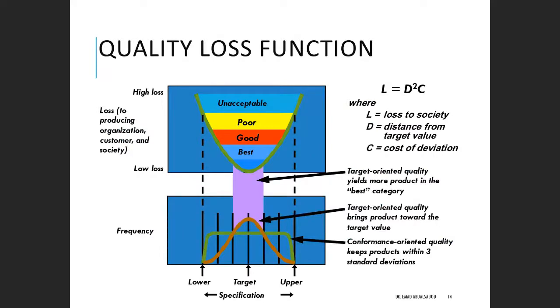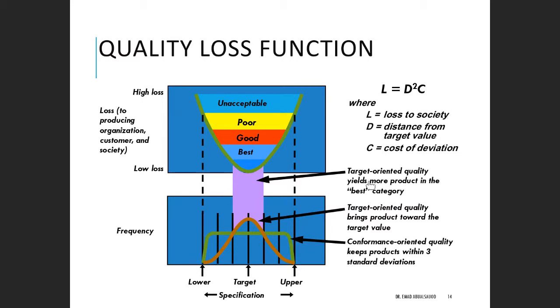And the quality loss function, which was identified in Taguchi's concept, states that as you get farther from the customer requirements, your loss increases. The formula here is that the loss equals the distance from the target value times the cost of deviation. That's why, as the distance from the target value increases, the loss to society also increases, and the cost of deviation is also considered when you calculate the loss to society.